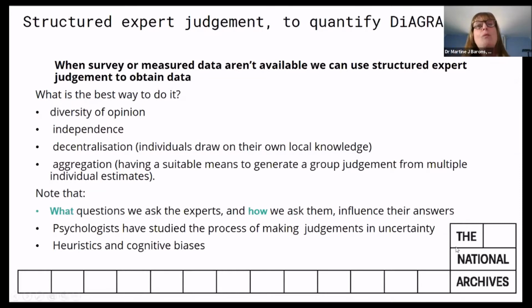We do note that what we ask the experts and how we ask them does influence their answers. A lot of psychology work has been done studying this process of judgment under uncertainty. And we know that there are heuristics and cognitive biases. So, for example, if you're going into a salary negotiation, the first person to mention a number kind of anchors the numbers that you're going to be talking about. Next slide, please.